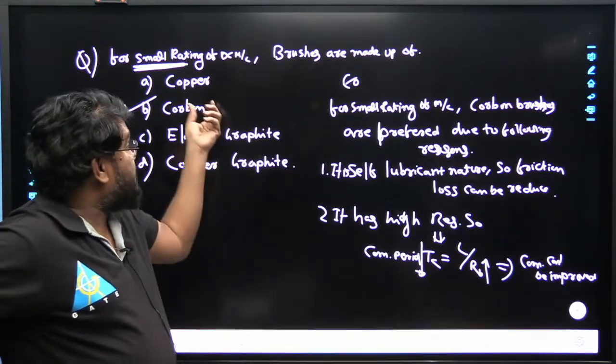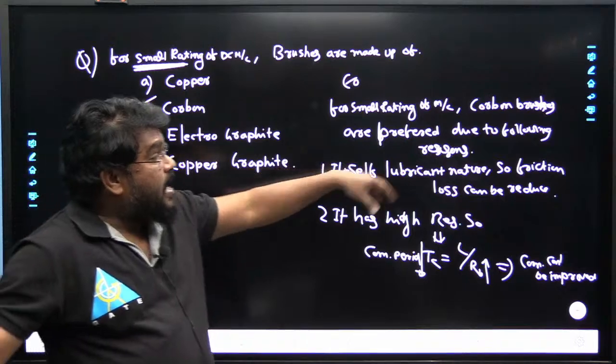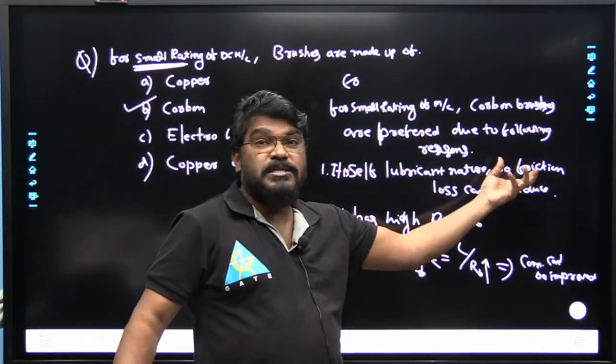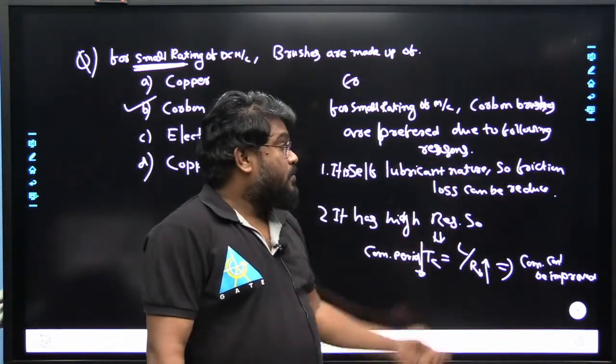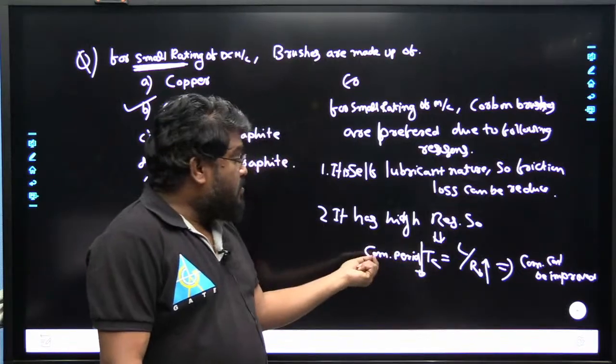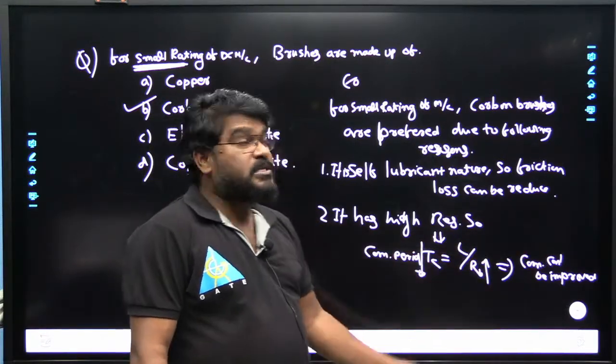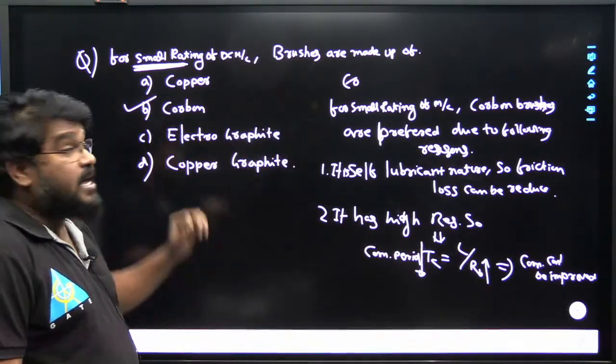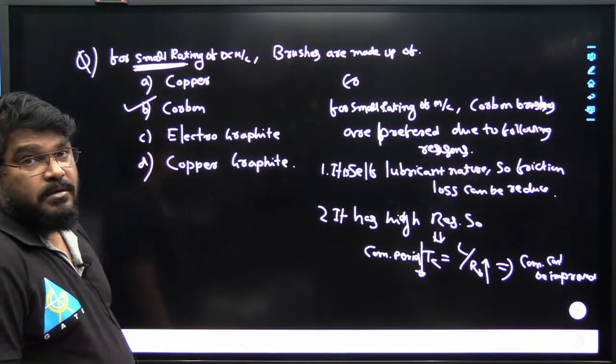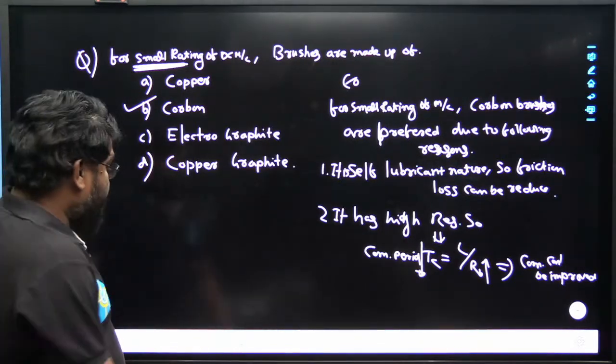By using carbon brushes, frictional losses, meaning mechanical losses, can be reduced, and one more is that commutation can be improved. That's why you can use carbon brushes as compared to copper brushes. Okay, next, one more question.